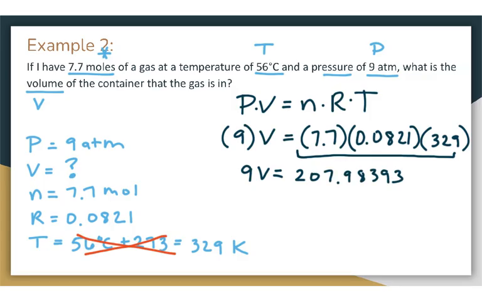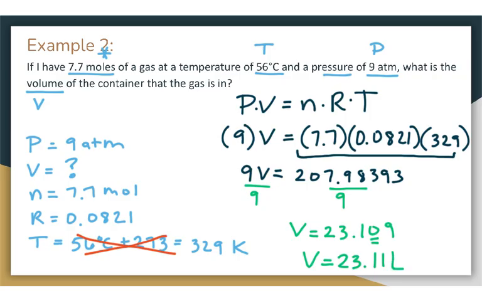I got 207.98393, and I just kept a bunch of digits because I'll round at the end. And then to get volume by itself, I'm going to divide both sides by 9, so divide that 207 number by 9. So volume equals, and I got 23.109. So if I'm rounding to the nearest tenth, that would be a volume of 23.11. And then we need to make sure and include our unit for volume, which is liters.